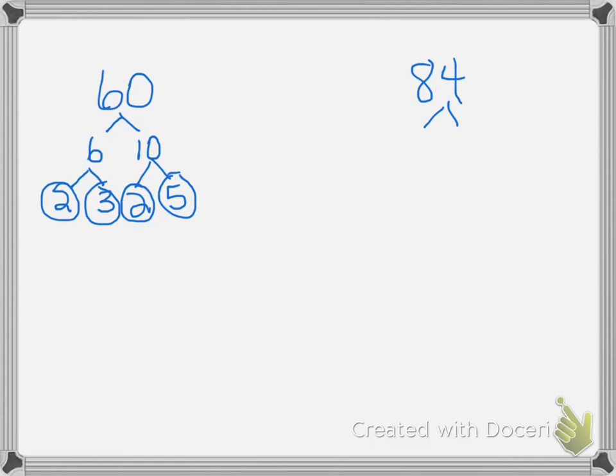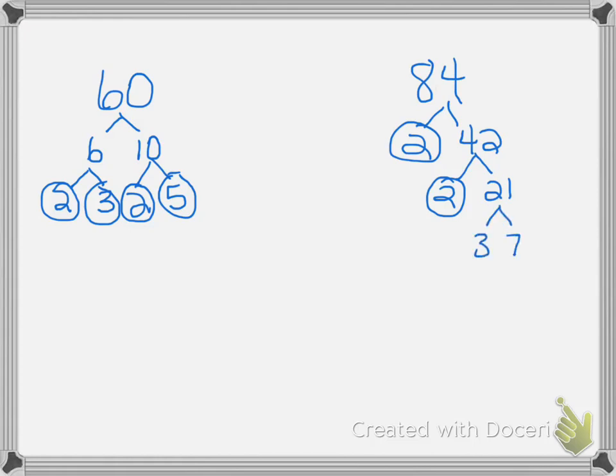And let's go over here to 84. So I'm going to do 2 times 42 gives me 84. I'm going to stop there with that 2, and I'm going to keep on going. And 2 times 21 is 42. Now you may have started with different factors, and that's okay. 3 times 7 is 21. Both are prime, so I'm done.